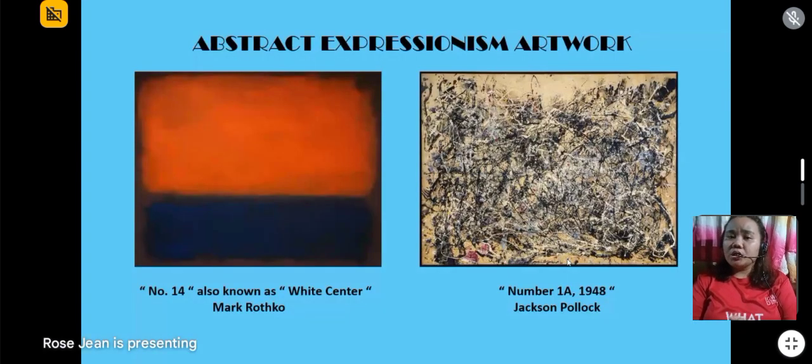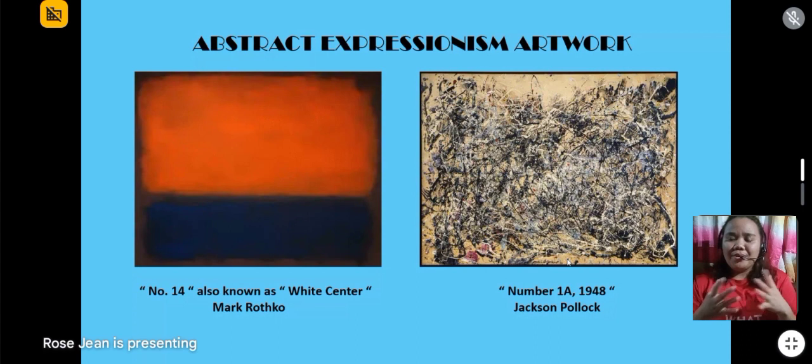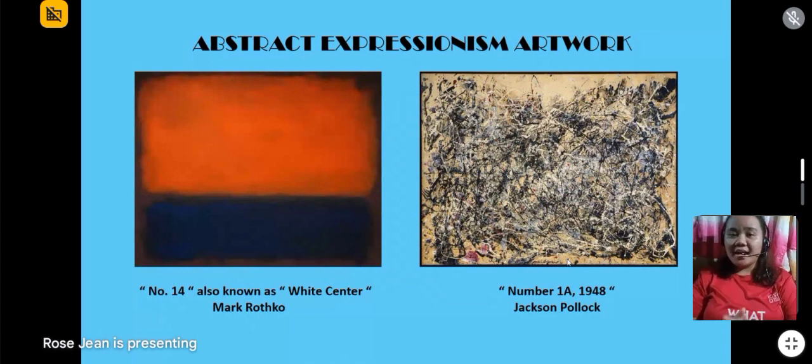So we have examples of abstract expressionism artwork. We have Number 14, also known as White Center, by Mark Rothko, and Number 1A, 1948, by Jackson Pollock. In Number 1A, 1948, this painting exemplifies Pollock's signature drip painting technique, characterized by rhythmic gestural marks created by flinging and pouring paint onto the canvas.